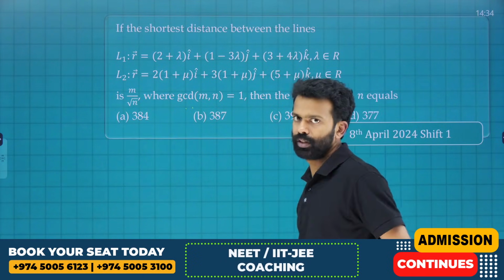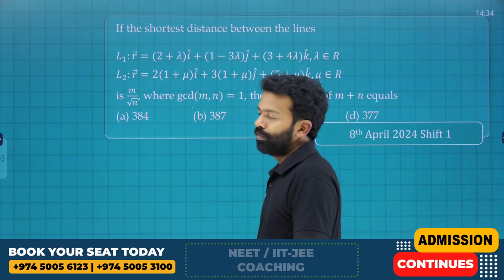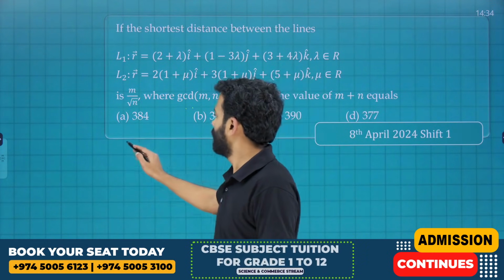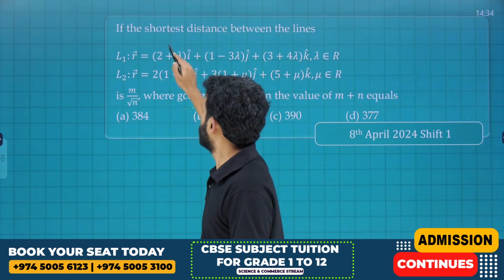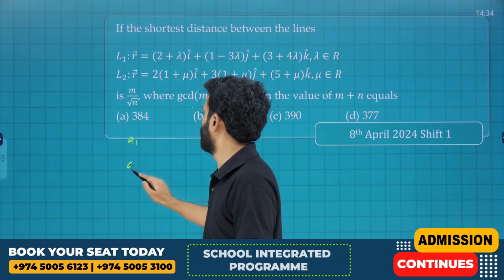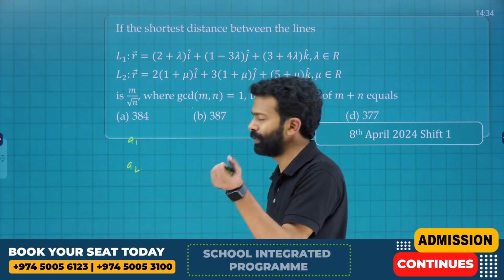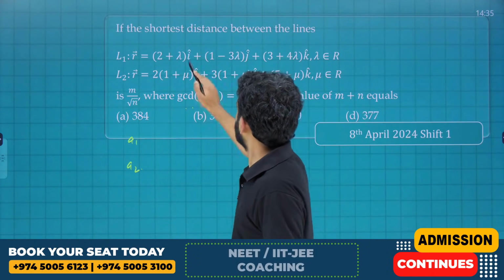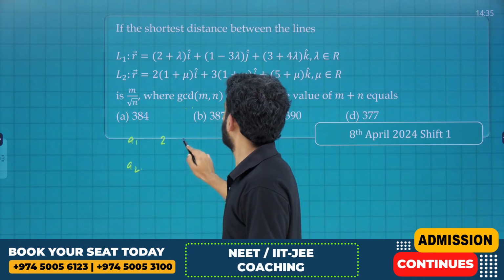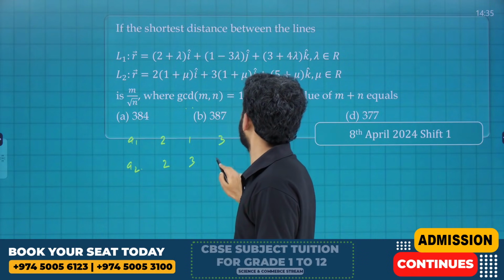Then the value of m plus n is equal to. It's a plus-two level question, we can do that. We can write a1 and a2 here. I'm going to write the numbers only; there is no need of writing i, j and k. a1 is 2, 1, 3, and a2 is 2, 3, 5.